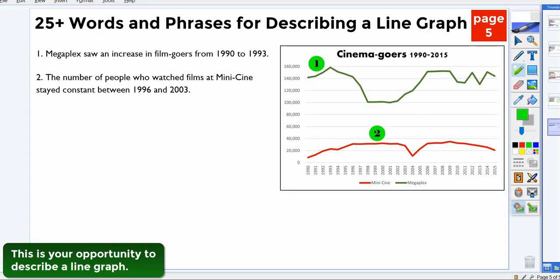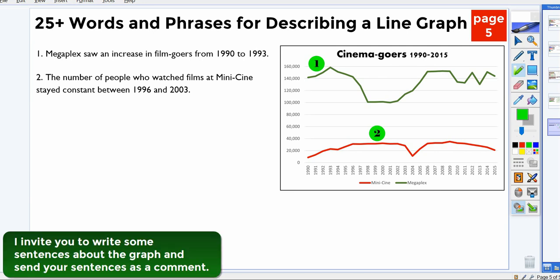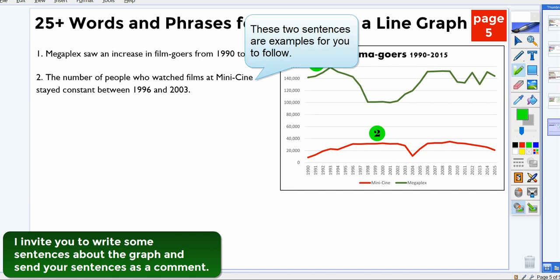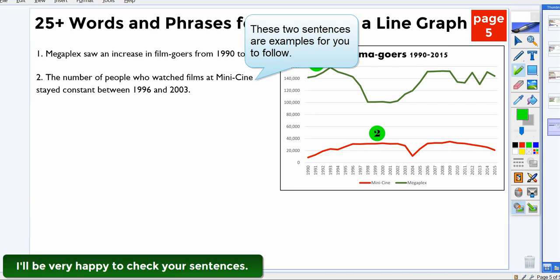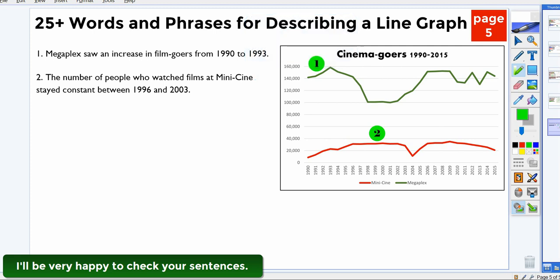This is your opportunity to describe a line graph. I invite you to write some sentences about the graph and send your sentences as a comment. I'll be very happy to check your sentences.